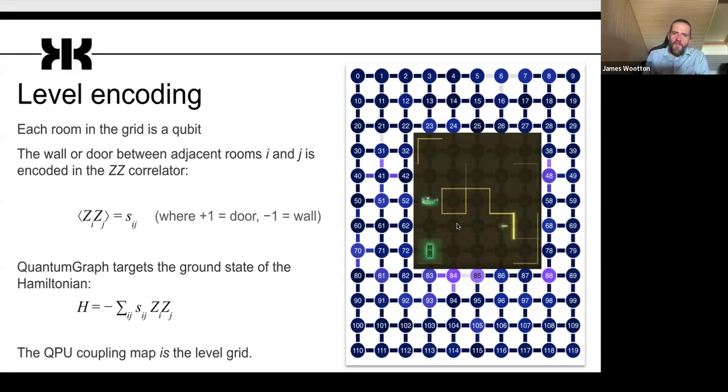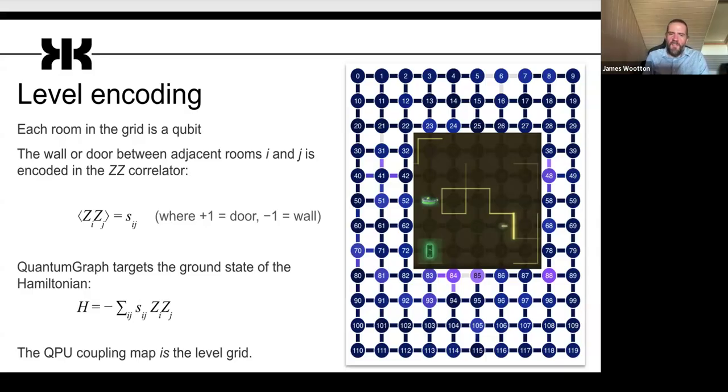So we start off in the all plus state, which is essentially the superposition of all possible wall placements, and then we use quantum imaginary time evolution to drive it down towards the ground state of this Ising Hamiltonian. So in the most boring case, what this is going to do is it's just going to reach the level that you have designed, and then you get the level you've designed. But you didn't really need a QPU for that.